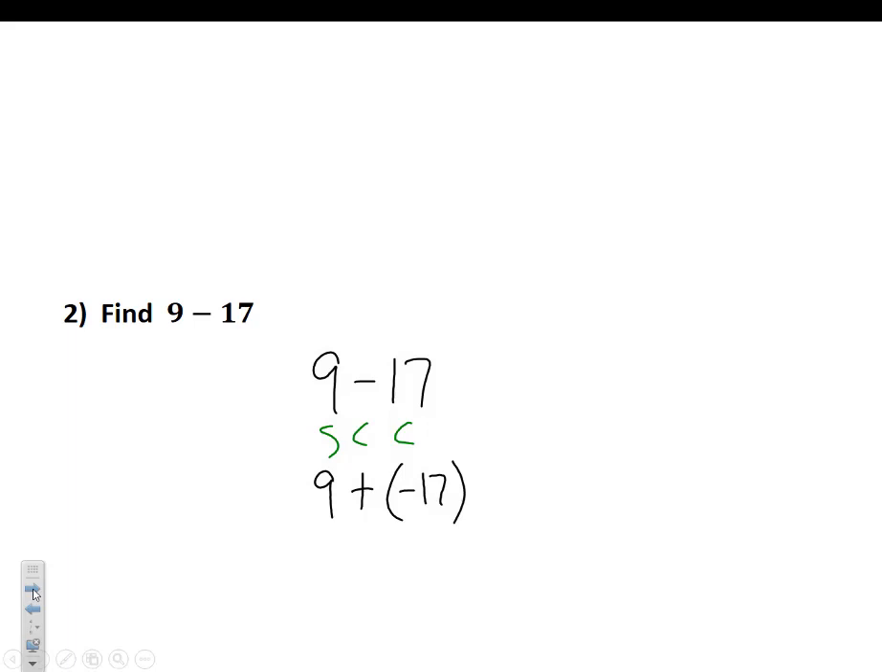Adding the inverse. Now I recognize I am adding, and again, I'm adding different signs. Different signs mean subtract. I recognize that 17 is bigger. 17 minus 9 is 8. And since the 17 is the bigger number and it's negative, my answer is -8. Wow. Pretty straightforward, ladies and gentlemen. Go ahead and copy that down, and let's move on to the next example.